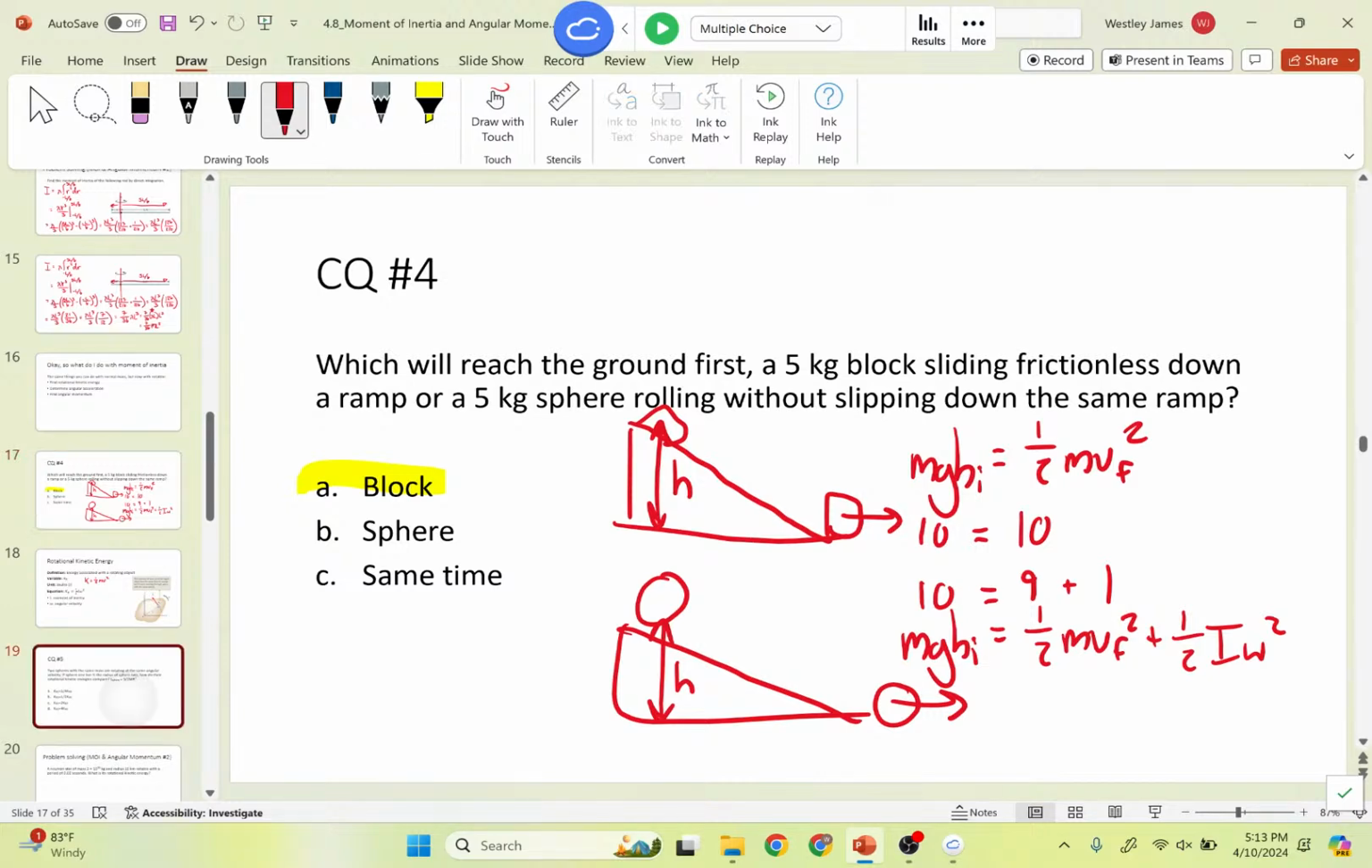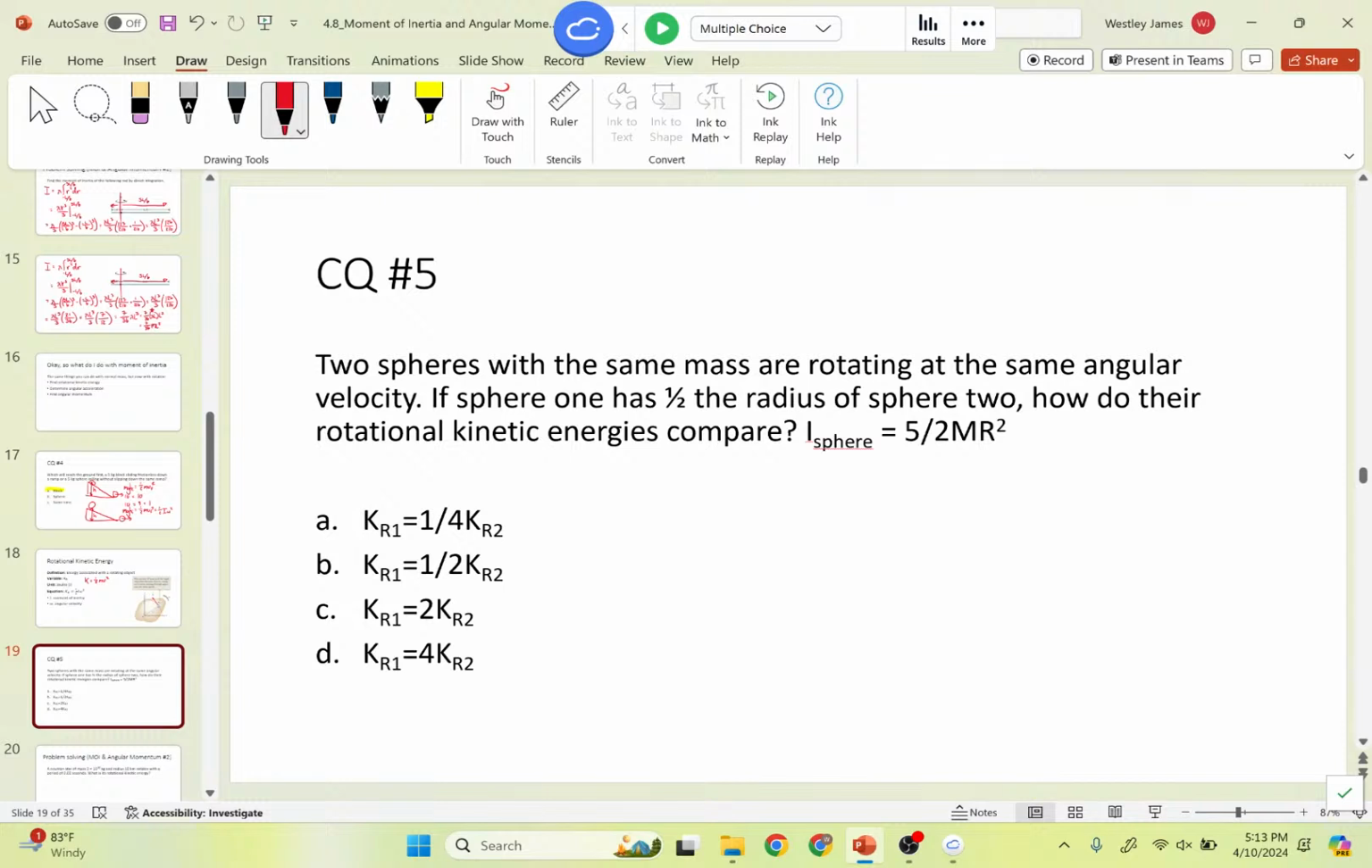Don't worry about it. Okay, what I do want to ask: two spheres of the same mass are rotating at the same angular velocity. If sphere 1 has half the radius of sphere 2, how do the rotational kinetic energies compare? And be very careful here. I did something a little different than previous. The answers here are, how does the kinetic energy of 1 compare to the kinetic energy of 2? The order here matters. You'll see what I mean when you get your answers. So, see what makes sense.